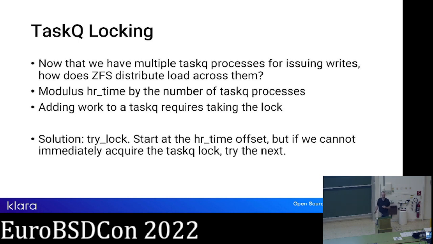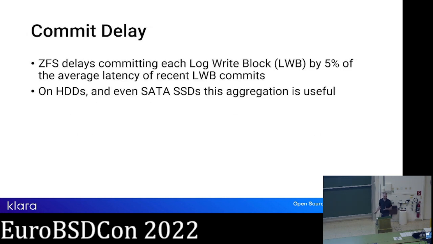So we wrote a solution that basically try-locks the task queue, and if it can't get the lock immediately, it tries the next task queue over until it's looped all the way around, and then it goes to the normal, you know, sleep and wait for its turn to get in the task queue. With that, we saw a bunch of improvement in the performance. But the big one was the commit delay.